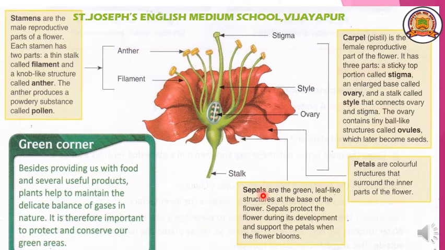Then coming to the sepal. Sepals are the green, leaf-like structures at the base of the flower. You can see here the sepals. In our first diagram we have seen this, right? That is called the sepal. Sepals protect the flower during its development and support the petals when the flower blooms. If there are no sepals, the bud will be destroyed. So the function of the sepal is to protect the bud till it blooms as a flower. Sepals and petals are the external organs of the flower which protect the reproductive parts of a flower.